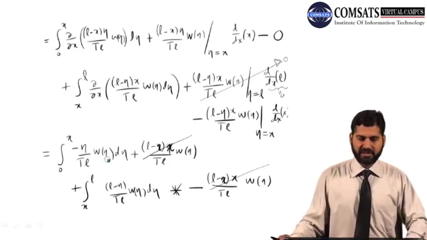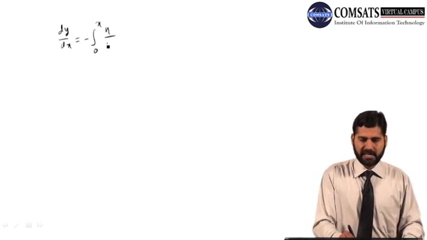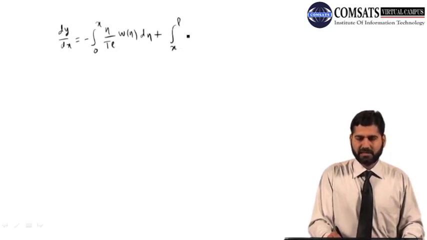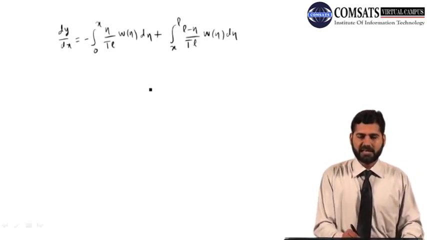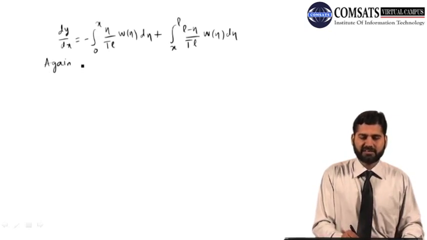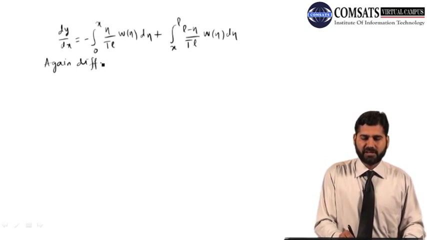So this is our first derivative. You got dy by dx equal to integral 0 to x of minus eta by TL w eta d eta plus integral x to L of L minus eta by TL w eta d eta. So this is what you got from the previous slide. And now again we need to differentiate it because I need to find the second derivative.